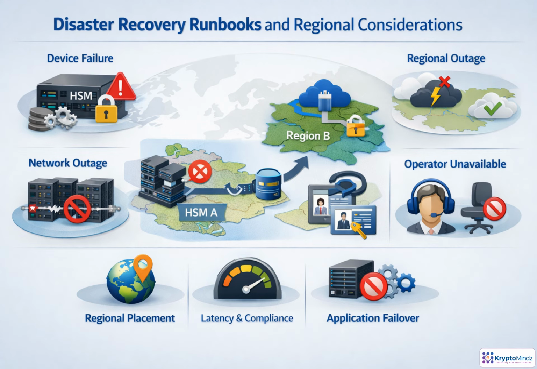Disaster recovery runbooks turn chaos into a checklist. You define exactly what happens when a device fails, a region goes dark, the network breaks, or key operators are unavailable. Each scenario needs named people, quorum rules, required access, and a clear recovery order. Plan region placement for latency and data residency, and design application failover to follow the HSM. Finally, rehearse these runbooks often, and update them as your architecture and business requirements evolve.